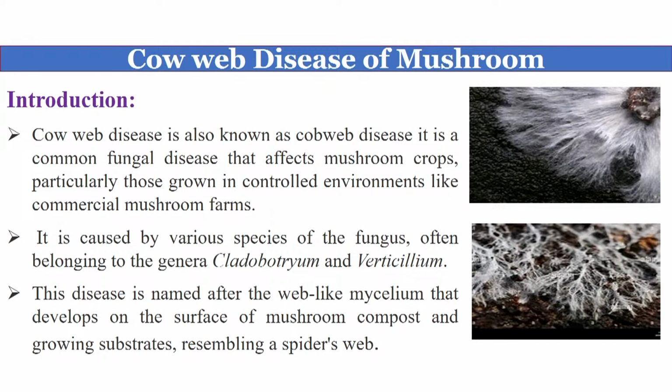Cladobotryum and Verticillium. This disease is named after the web-like mycelium, as you can see here in the photograph, which develops on the surface of mushroom compost as well as the growing substrate. It has a spider web-like appearance, so that's why it is known as cobweb disease. Now about the symptoms and causal organism.